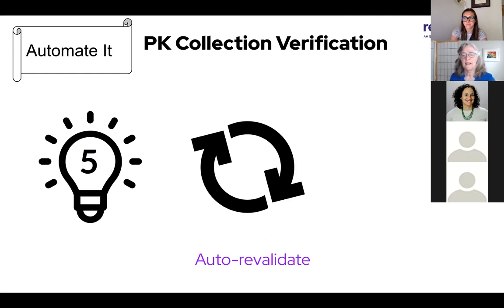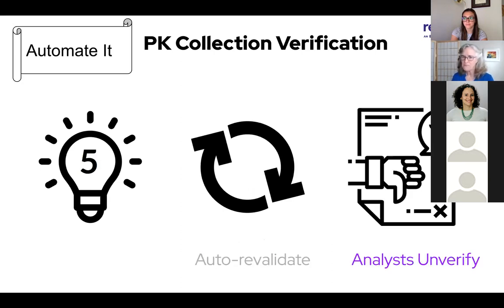We now ask the API to auto revalidate. We stretch out the verification period to a year, and when it comes up, we're going to renew them. So that's implemented fairly recently, and it seems to be working. Then we trust our analysts to unverify things that are wrong.